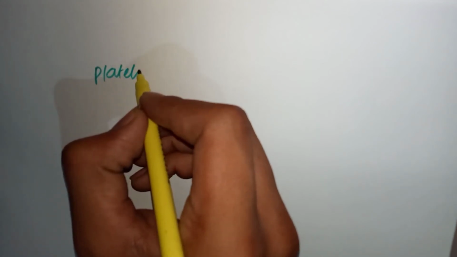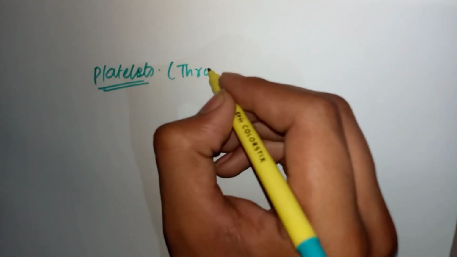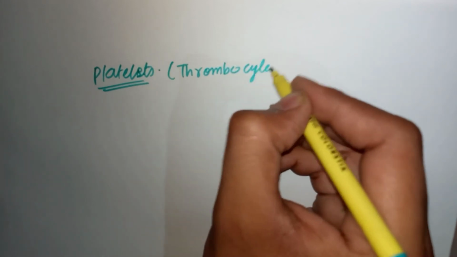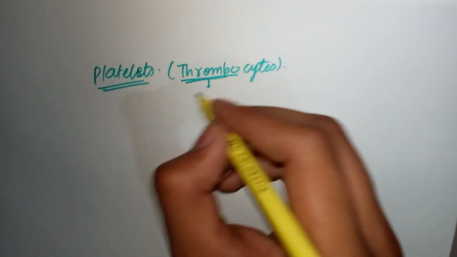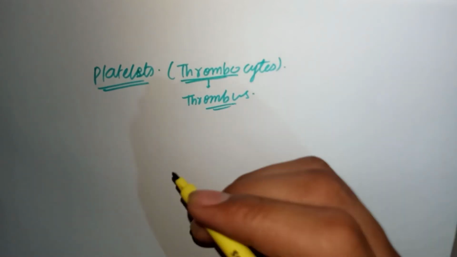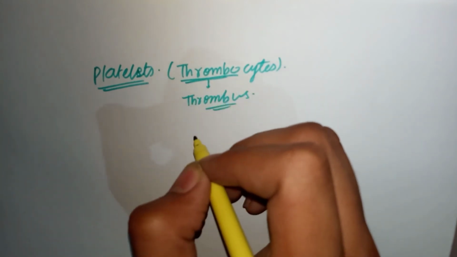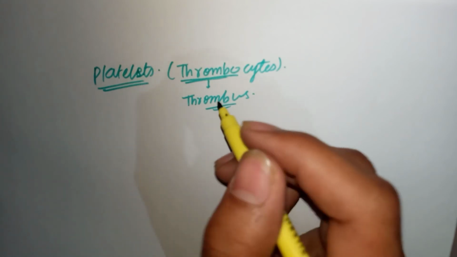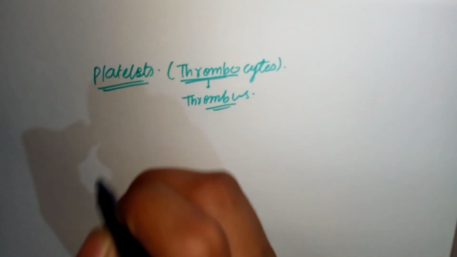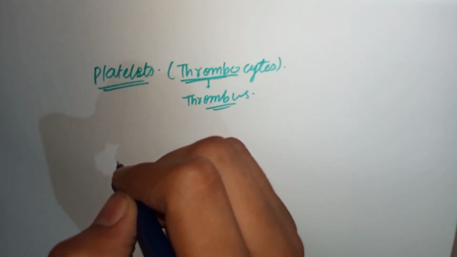Lastly, let's talk about the platelets. What are these? These are also known as thrombocytes. Thrombo, you can say thrombus. Thrombus is nothing but the formation of coagulum or coagulation, like a clot formation. All right. The main function of platelets is the formation of clot, or you can say coagulation of blood.